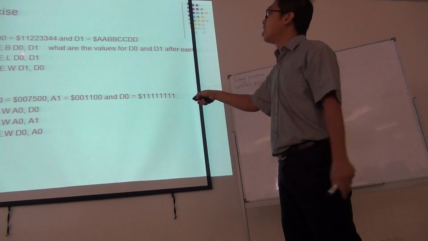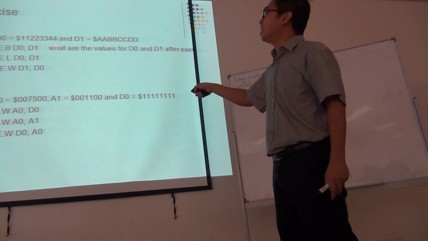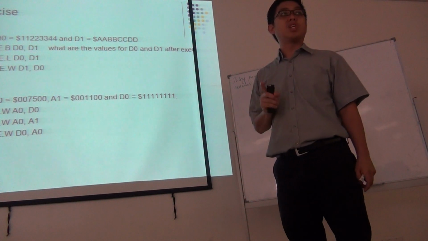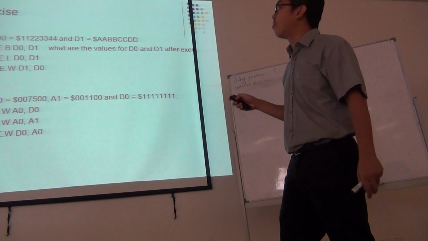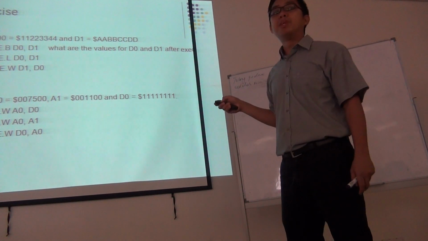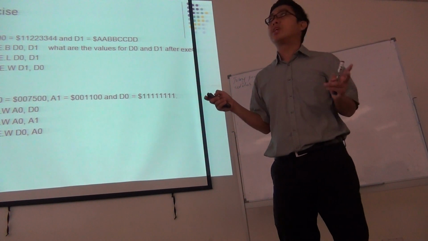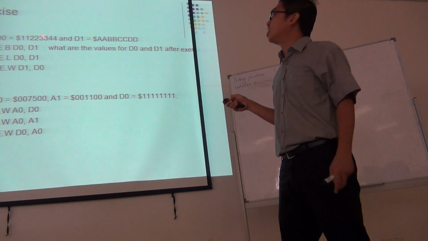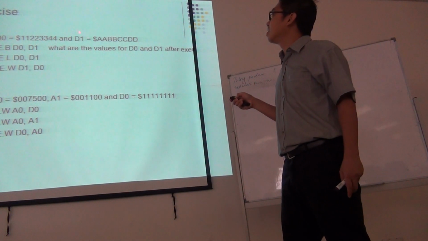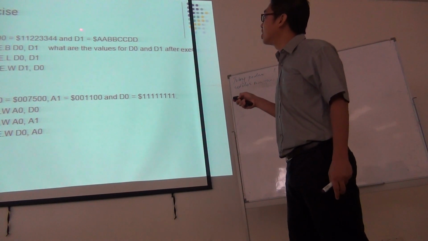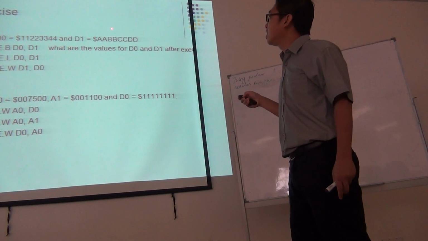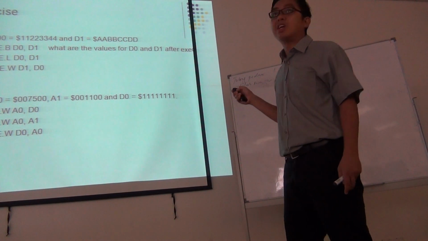After execution, D0 will be the same, correct? 1 1 2 2 3 3 4 4. D1 will have the last 2 digits changed because of the byte. So 1 1 2 2 3 3. Sorry, the final answer will be AA, BB, CC, 4 4.